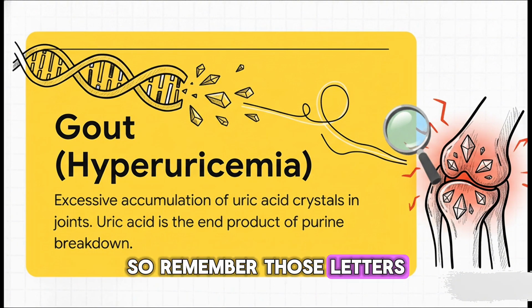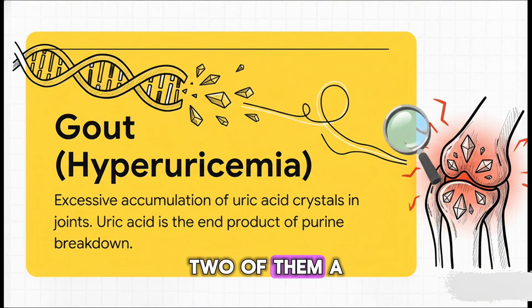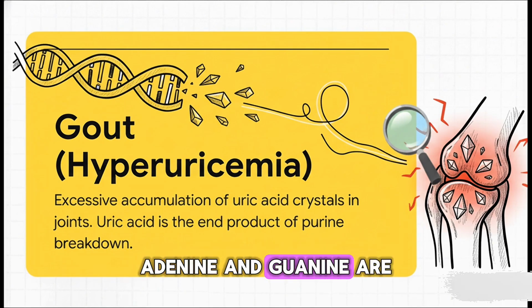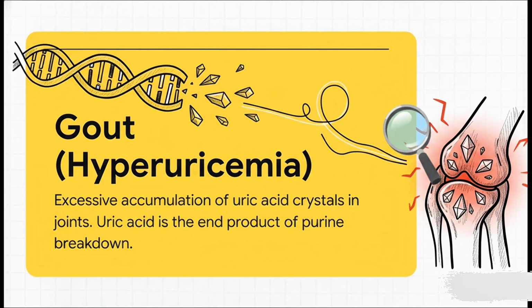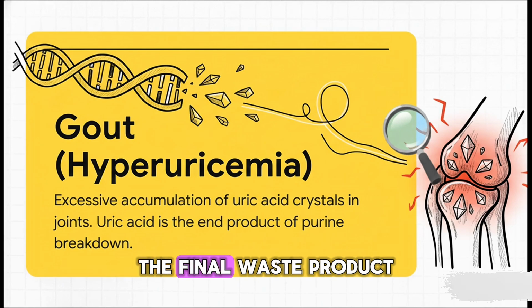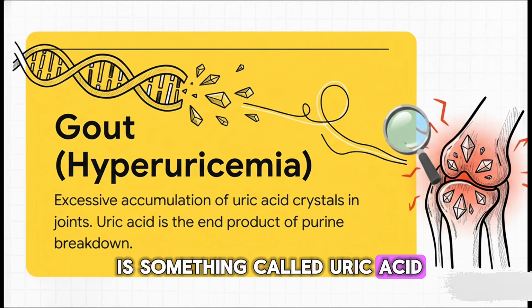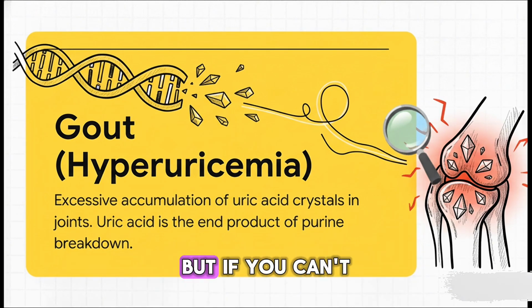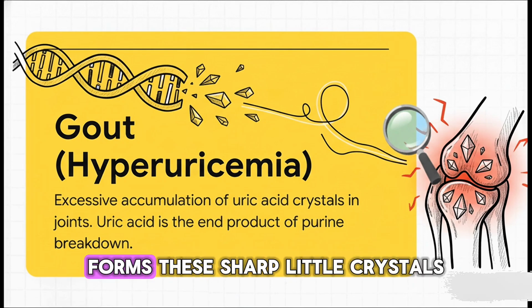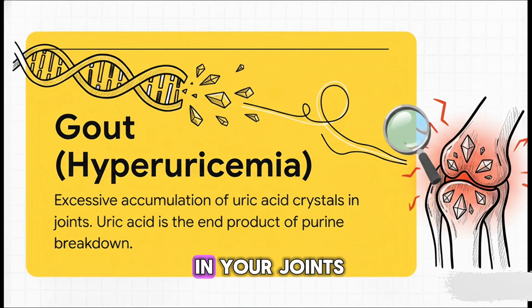So remember those letters of the code we talked about? 2 of them, A and G, adenine and guanine, are part of a group called purines. When your body breaks them down, the final waste product is something called uric acid. Normally, you just get rid of it. But if you can't, it builds up, forms these sharp little crystals, and they get stuck in your joints. And trust me, it's incredibly painful.